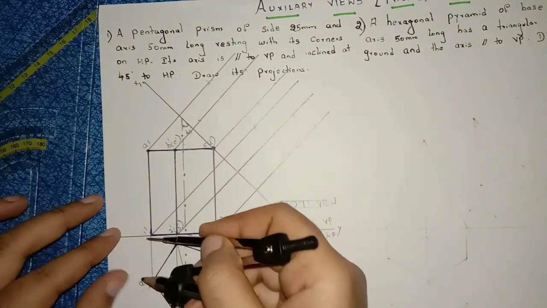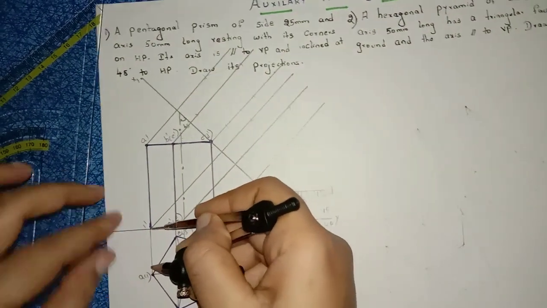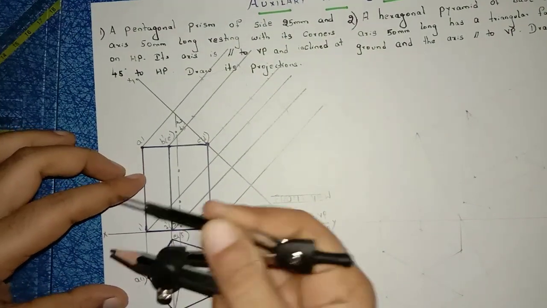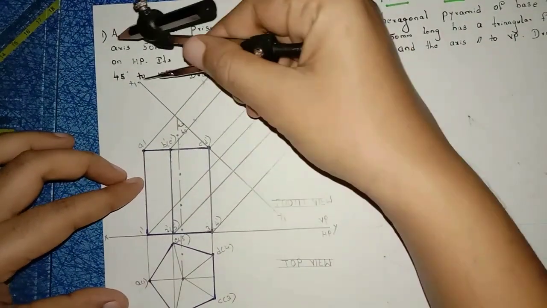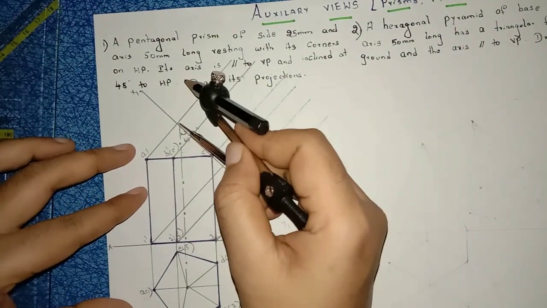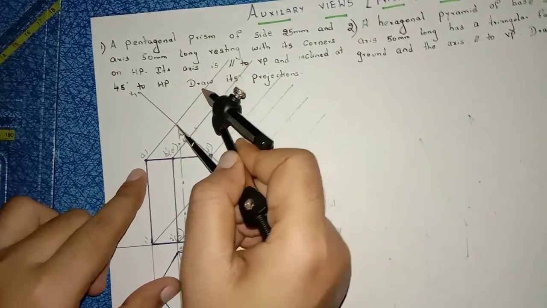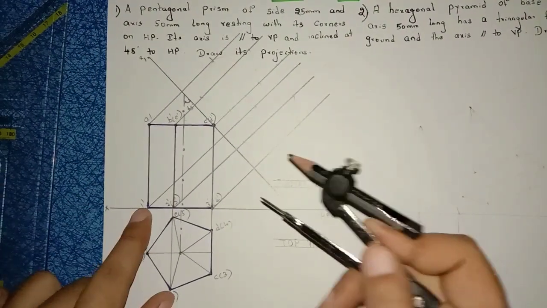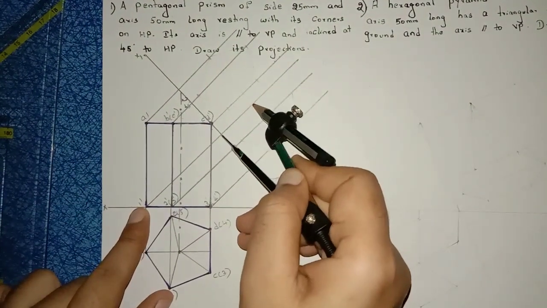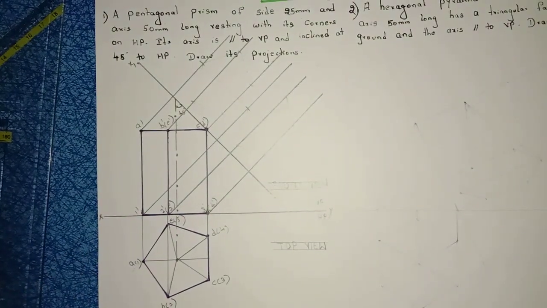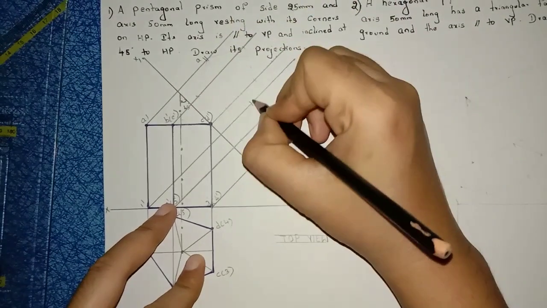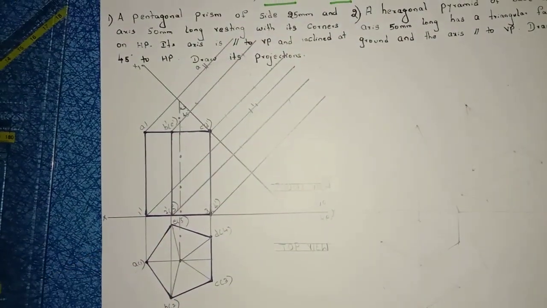I am keeping my compass on this reference line. I am taking A of 1 distance with compass. Right, now I am going to place my compass on the new reference line here. This is A point. From A point, I am marking the point here. Again from 1 point I am going to mark here. So this is A1 and this point is 1 of 1.